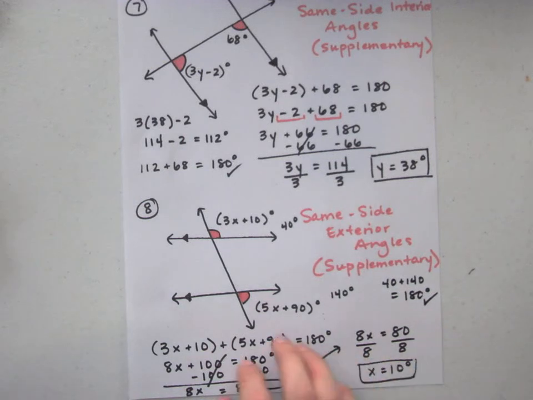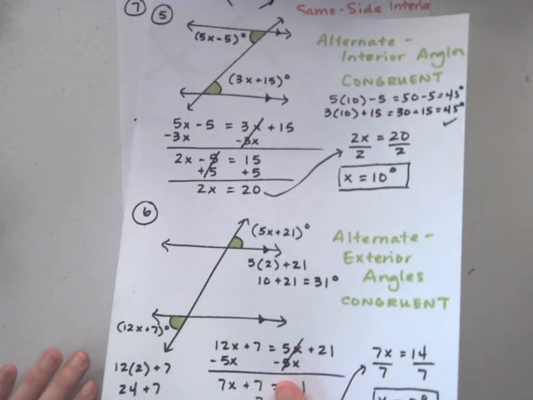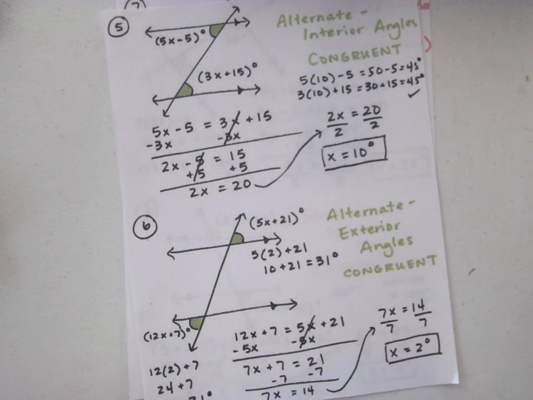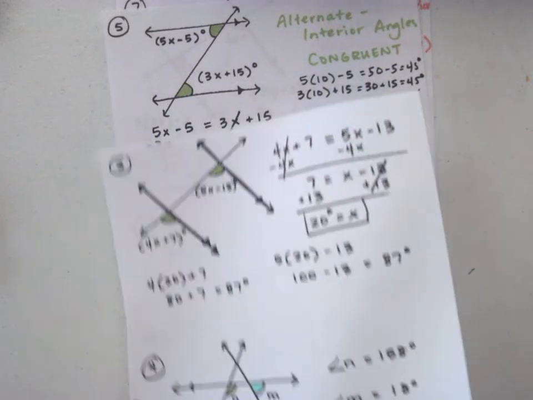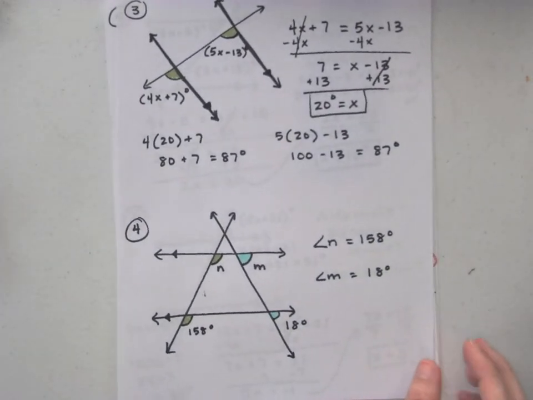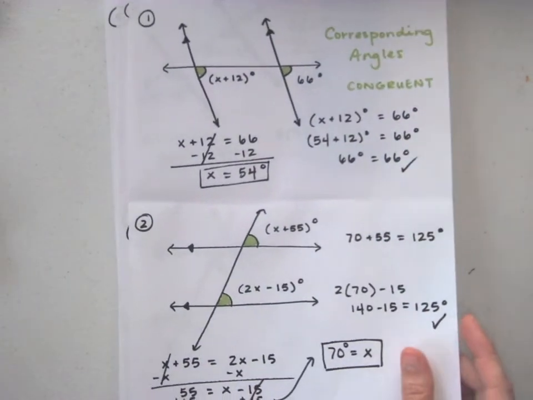Okay guys, so these are some really great examples of how you can use your knowledge of angle relationships to find missing angles, to find missing information, variables that might be written in your angles.